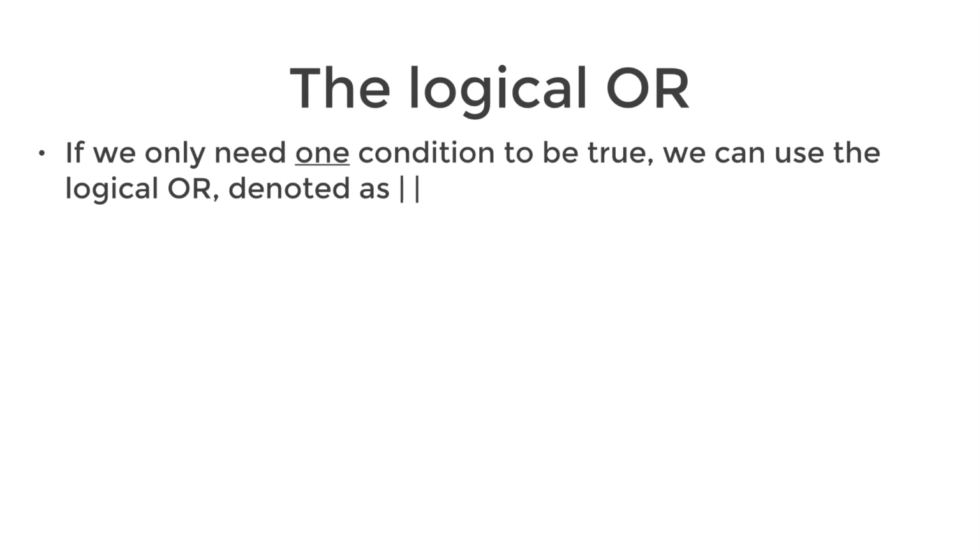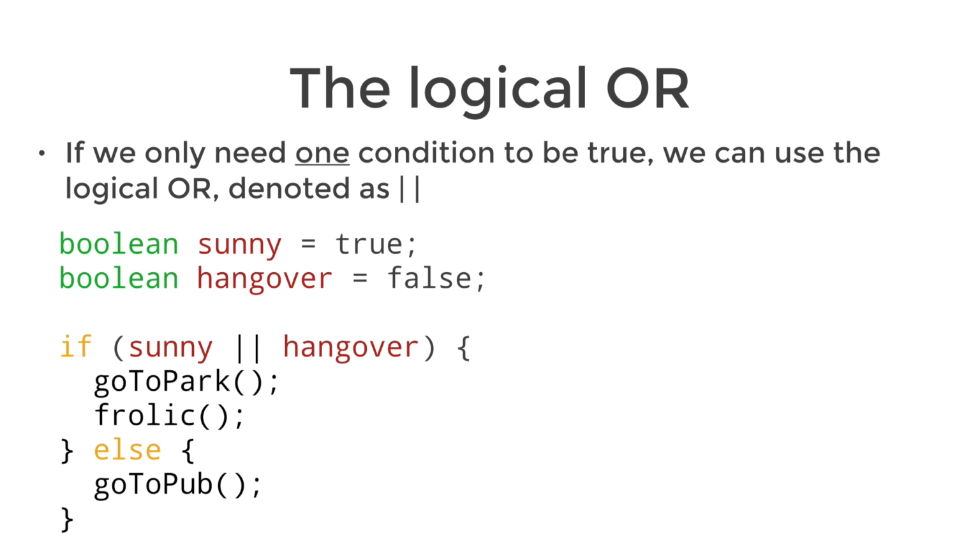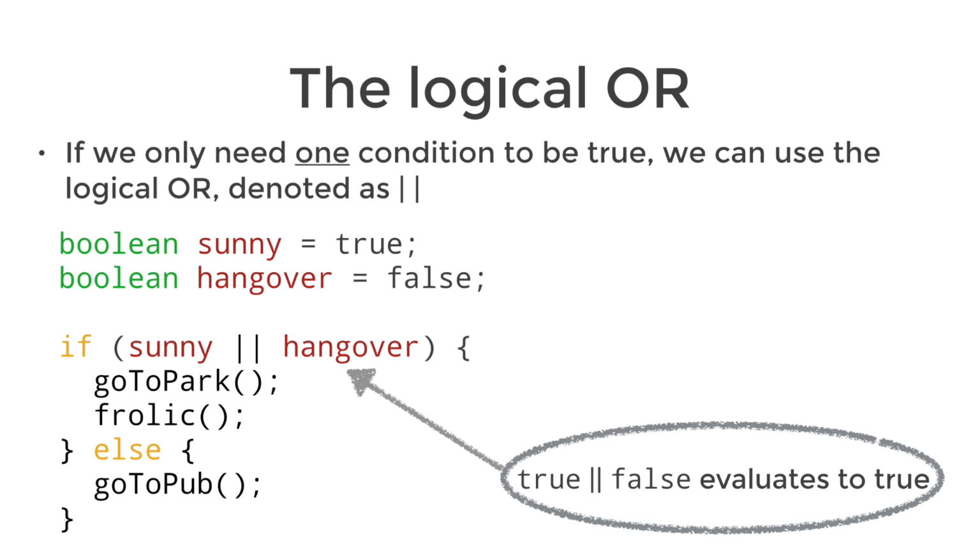If we're only interested in one condition holding true, we can use the logical OR, which is denoted by a pipe. So suppose we have the following example. Boolean sunny equals true, Boolean hangover equals false. So sunny is true, hangover is false. If sunny or hangover, go to park and frolic, else go to pub. And because sunny is true, the if branch will execute. So we go to the park and frolic.